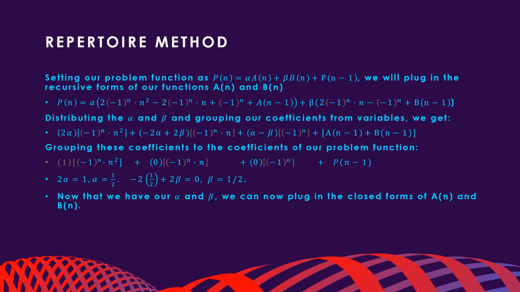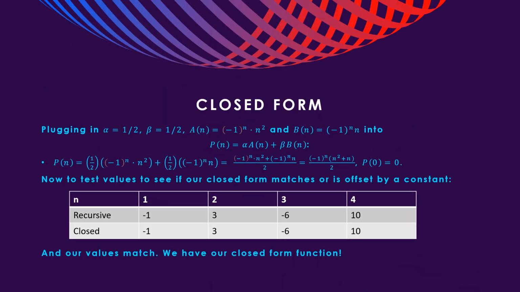And now that we have our alpha and beta, we can now plug in the closed form functions of a of n and b of n into our p of n using those alpha and beta values. And this should give us our closed form function. Now to plug in our alpha equals 1/2, beta equals 1/2, a of n equals -1 to the power of n times n squared, and b of n equals -1 to the power of n times n into our p of n equals alpha a of n plus beta b of n. And we simplified this out, and this gives us p of n equals -1 to the power of n times n squared plus n divided by 2, where p of 0 equals 0.